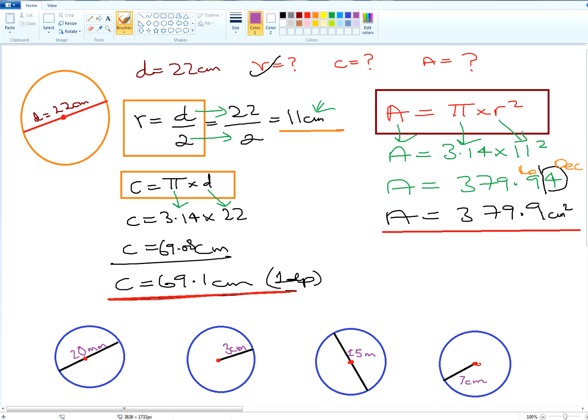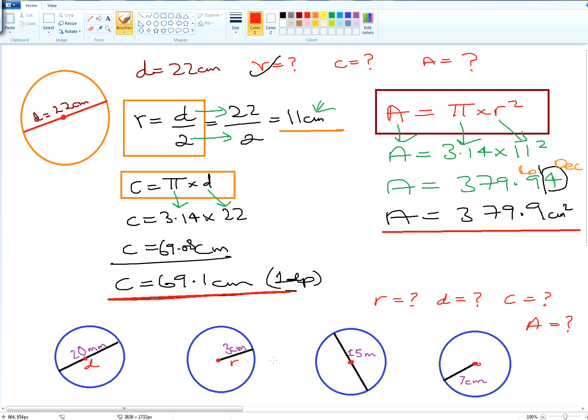Now, I want you to do these 4 questions on the bottom. I want you to work out everything. So, for example, if they give you the radius, work out the diameter. If they give you the diameter, work out the radius, work out the circumference, and work out the area. You won't have to work 4 things out because you've already been given one anyway. So in the first question, the diameter has been given to you. So in that case, you work out the radius, circumference, and area.